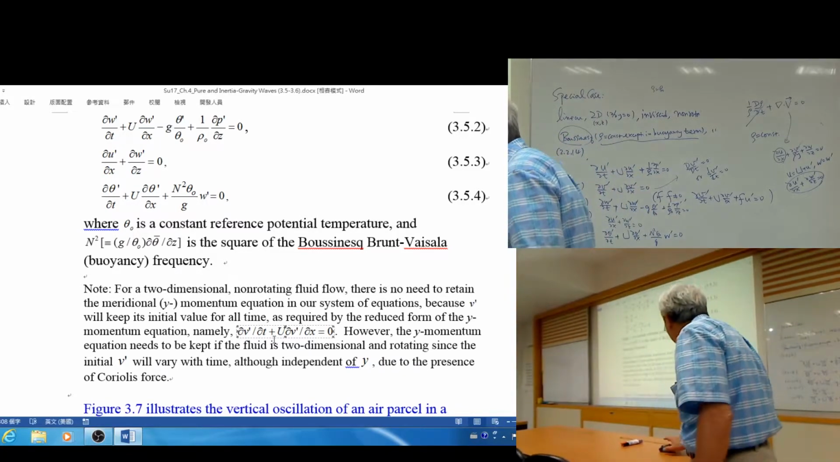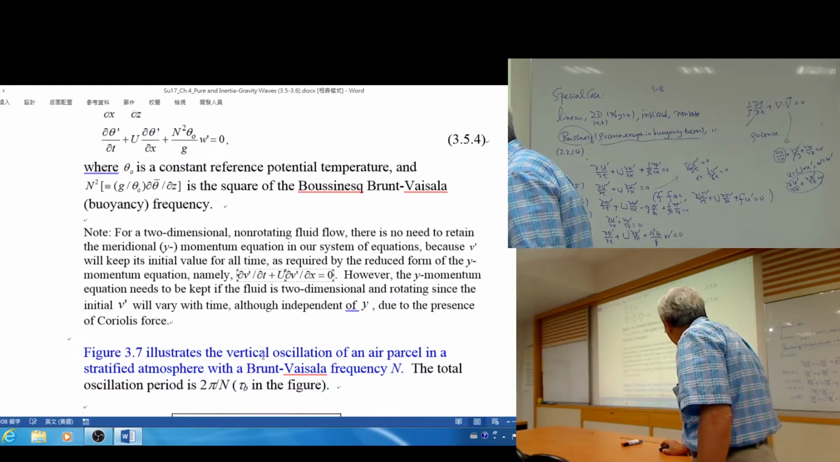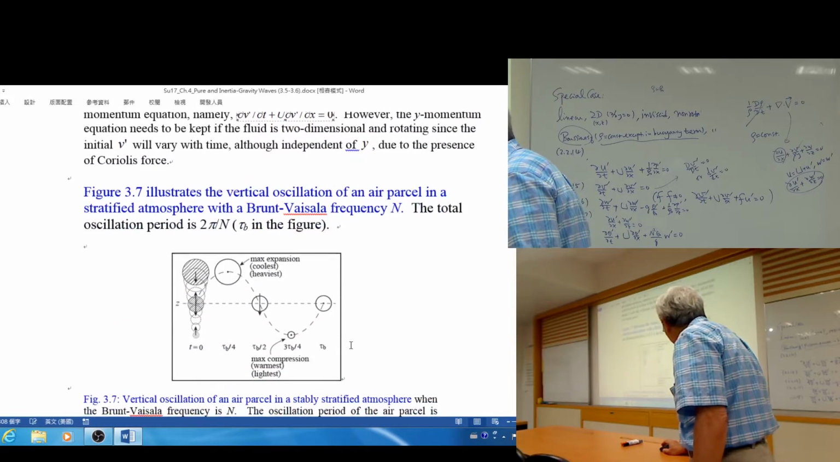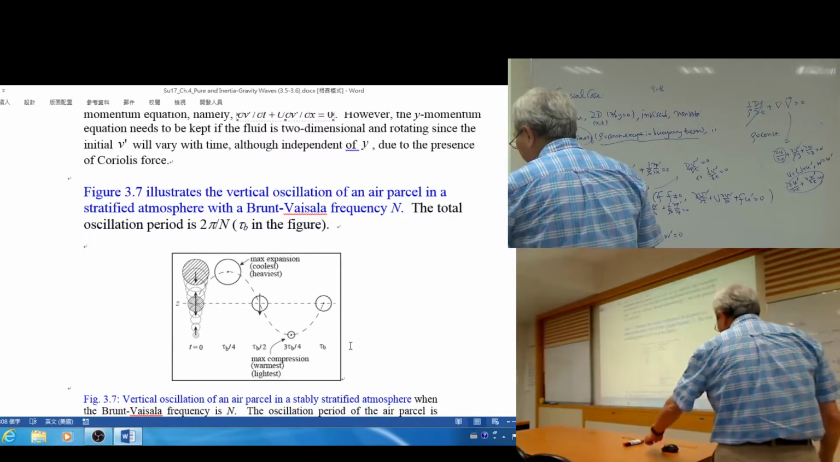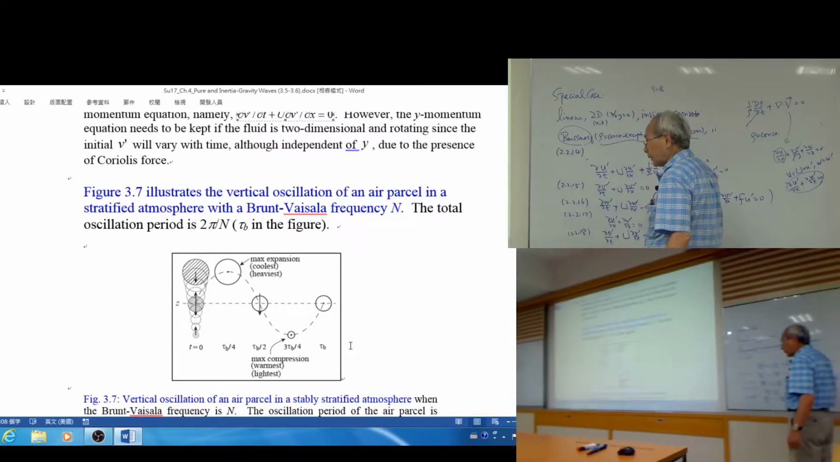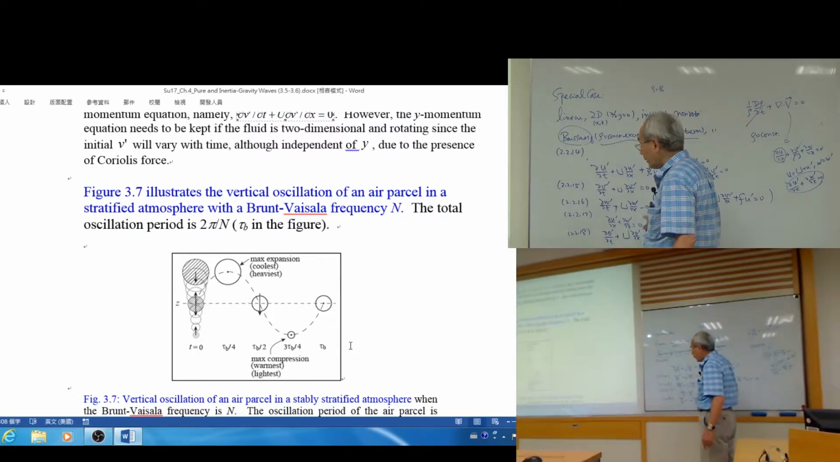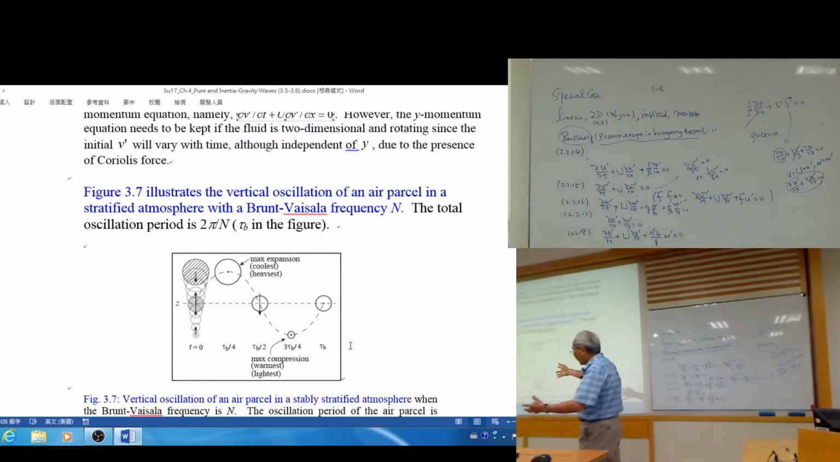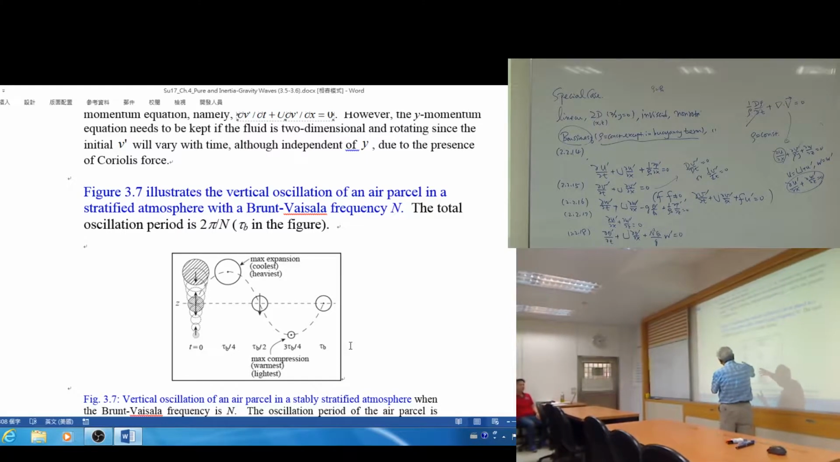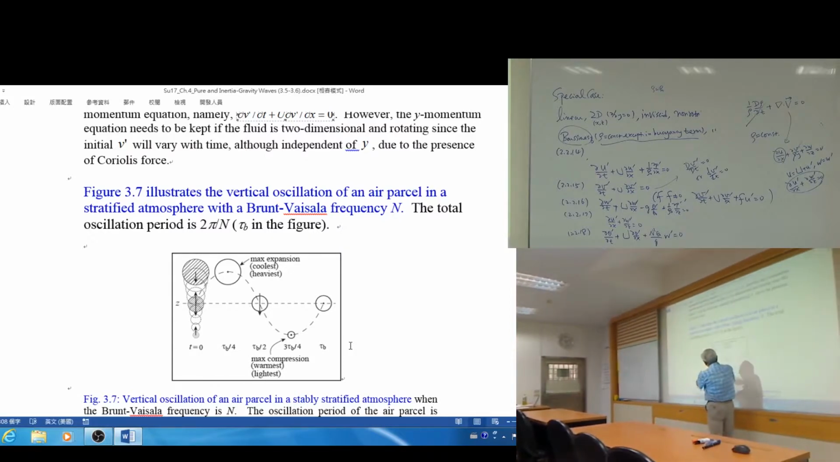So I explained earlier. Figure 3.7 illustrates the vertical oscillation of an air parcel in a stratified fluid with a Brunt-Väisälä frequency N. So this means this buoyancy term is important. Why is it important? I think I explained this yesterday, in all the lectures. When you are initially here, you push it up for some reason.